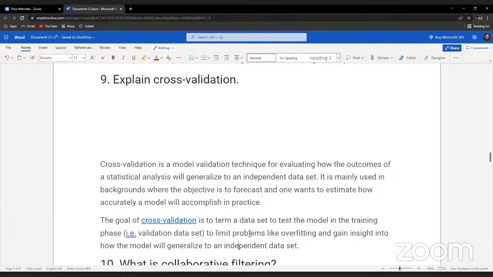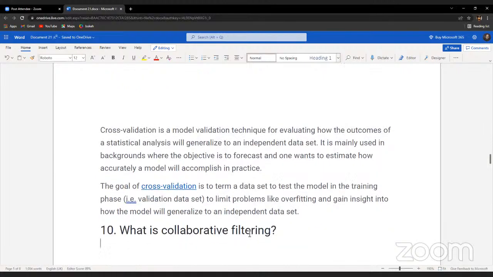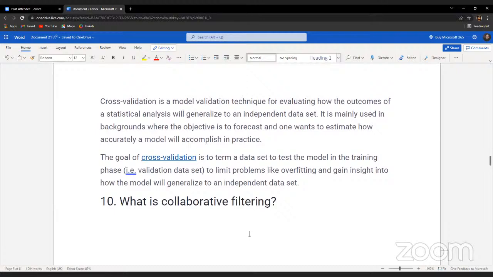The goal of cross validation is to define a data set to test the model in the training phase, which means validating the data sets to limit problems like overfitting and gain insights into how the model will generalize to an independent data set. This is how cross validation works. So as we directly jump into the next question, what is collaborative filtering? If anyone knows the answer, ping me in the chat box and we'll discuss the answer within a minute.